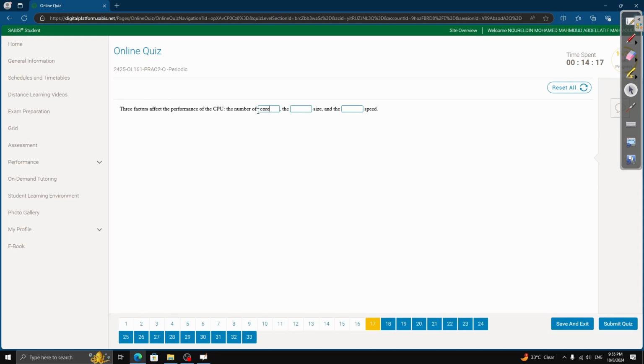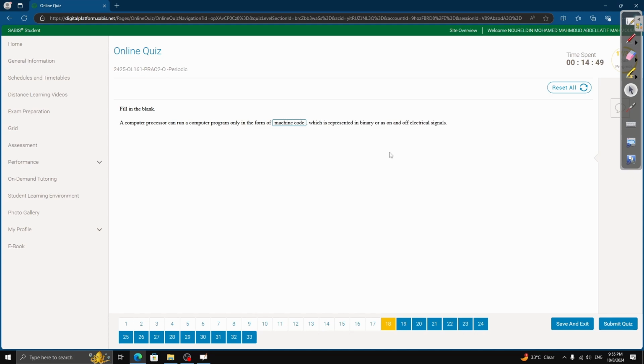3 factors affect the performance of the CPU. The number of cores, as in, think of cores as mini CPUs inside the CPU. If you have more cores, your CPU is more likely to run faster, of course, to an extent. The cache size, which is basically like a mini memory inside the CPU, which can be used to directly access memory, and the clock speed, which controls how fast the CPU works. A computer processor can run a computer program only in the form of machine code.